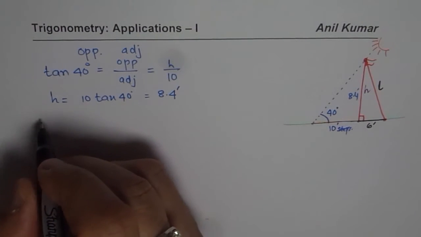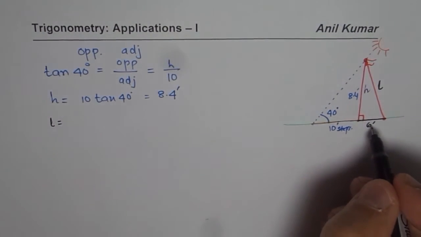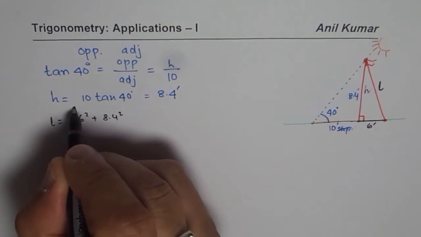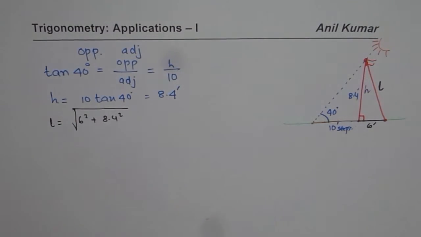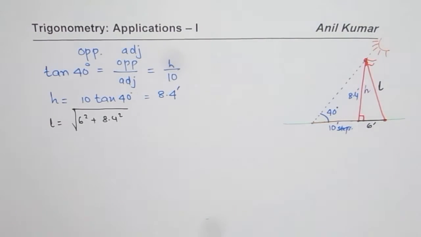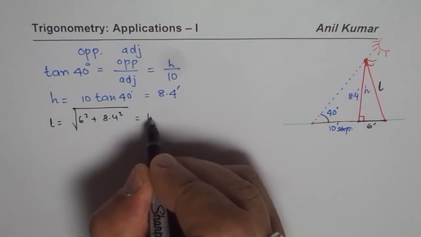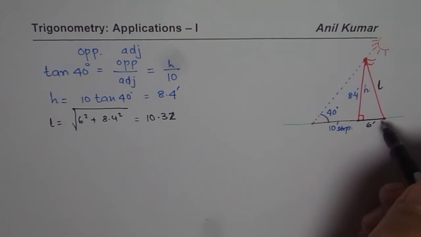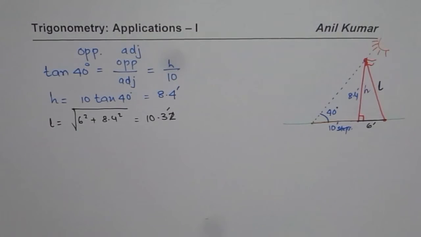So the length of the support L is equal to the square root of 6 squared plus 8.4 squared, right? So we found the length of the support. Let's calculate this. So we have the square root of 6 squared plus 8.4 squared equals, it gives us some long decimal, 10.32. So we'll round it to 10.3. So this length of the support is 10.3 and the unit for us is feet.